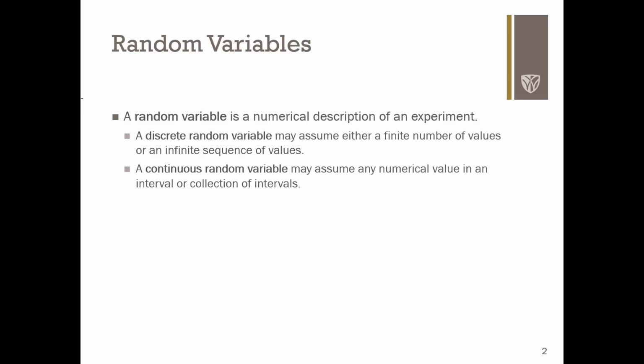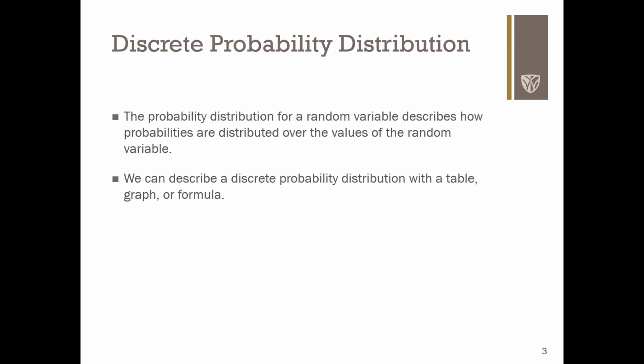These are integer values, they're non-overlapping. And a continuous random variable assigns numerical values in an interval or across a collection of intervals. In order to define a discrete probability distribution, you need to have a list of the outcomes of the random variable, and you need to assign a probability to each of those outcomes. That probability distribution can be displayed as a table or as a graph or even using a formula.